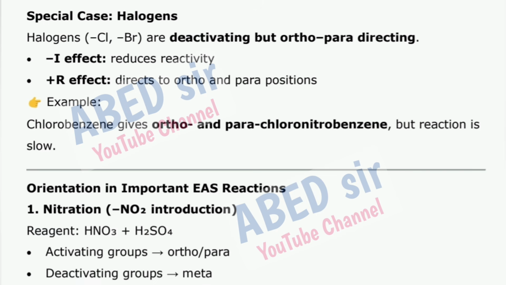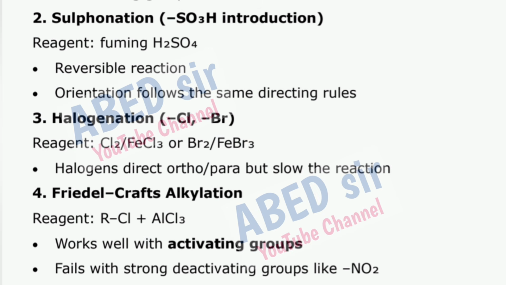Orientation in important EAS reactions. 1. Nitration, NO₂ introduction. Reagent HNO₃ plus H₂SO₄. Activating groups, ortho para. Deactivating groups, meta. 2. Sulfonation, SO₃H introduction. Reagent fuming H₂SO₄. Reversible reaction. Orientation follows the same directing rules. 3. Halogenation, Cl, Br. Reagent Cl₂ with FeCl₃ or Br₂ with FeBr₃. Halogens direct ortho para but slow the reaction.